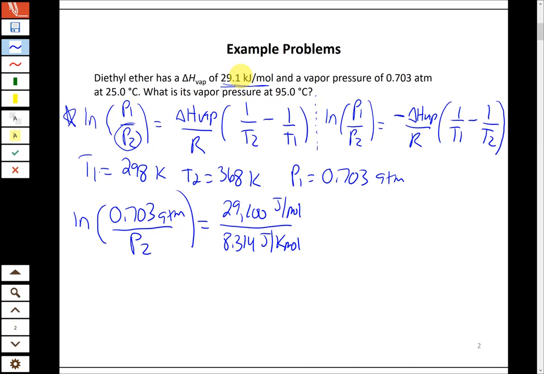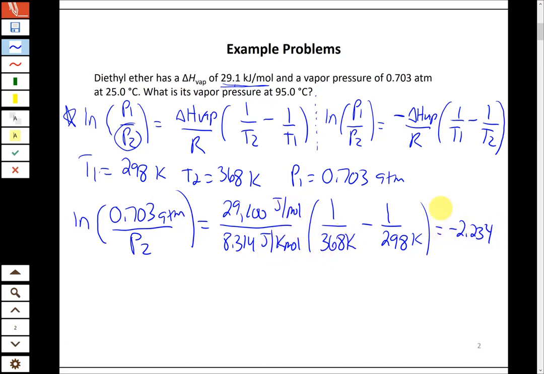In this problem, you have to make sure that we're using the right units for delta H, and then the joules will cancel out. And then for the temperature terms, in this form of the equation, we're going to have 1 over T2 minus 1 over T1. So the 368 Kelvin is going to go there, and the 298 is going to go there. So this whole right side of the equation is just a bunch of numbers, so we'll multiply and divide it out and get minus 2.234. And that should be unitless because you have joules canceling out, moles canceling out, Kelvin canceling out. So it's a unitless quantity.